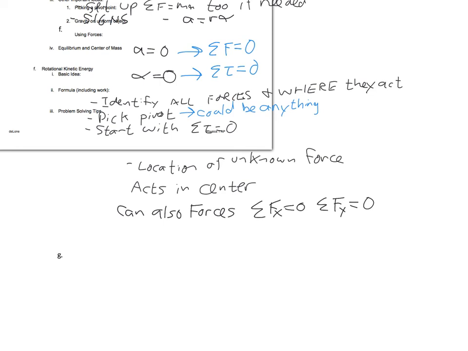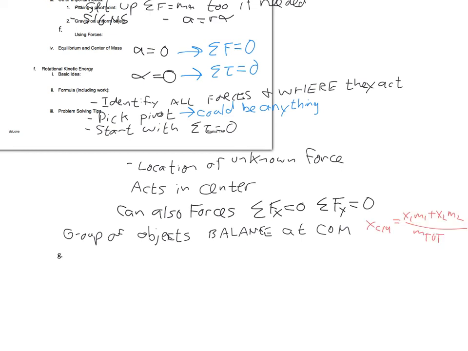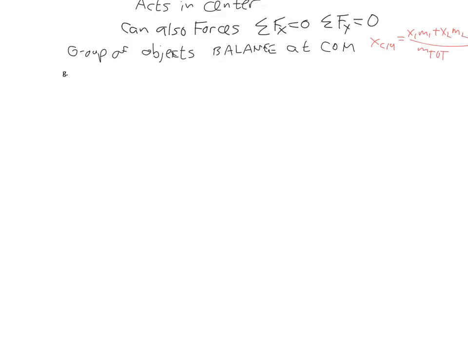Last thing to keep in mind, this is just a nice little trick to have in your back pocket, is the link between equilibrium and center of mass. The trick is that a group of objects will balance at the center of mass. So we remember that that equation is x1m1 plus x2m2 and so on. So if we're simply looking for where the object is going to balance, where we should place a fulcrum or something else to balance it, finding the center of mass can do that.